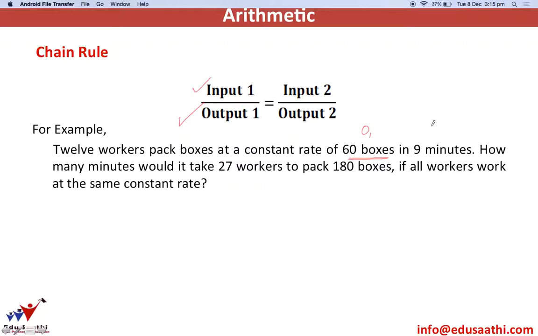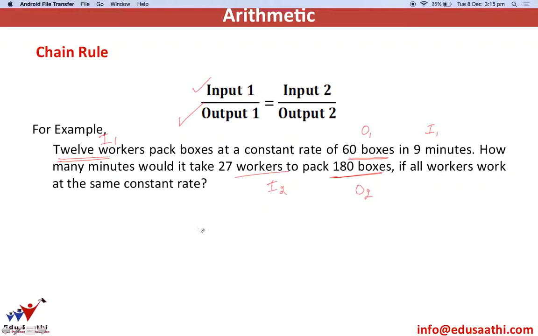9 minutes. That means 9 minutes is the input that I'm putting. How many minutes would it take for 27 workers? It is again 12 workers, which is again an input in the first case. 27 workers, input in the second case. 180 boxes need to be packed. That means the output in the second case, if all the workers work at the same constant rate.